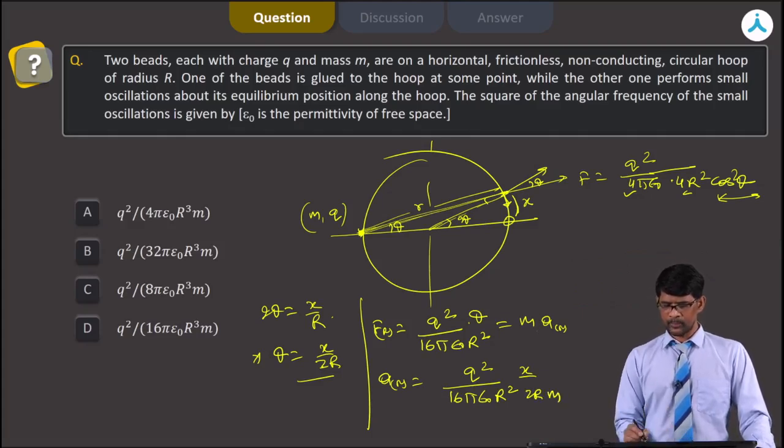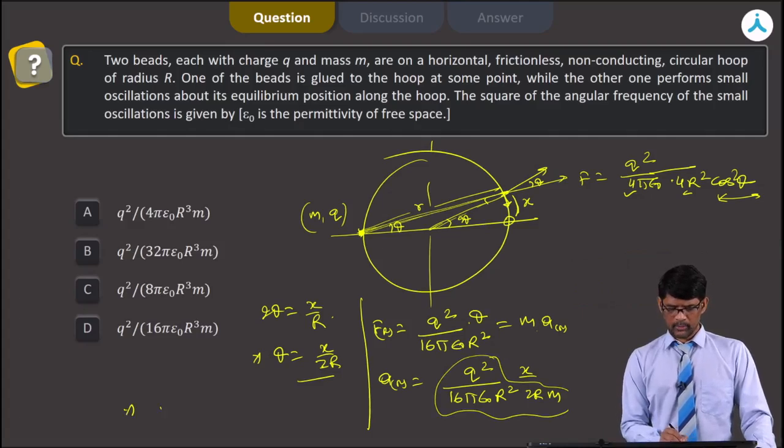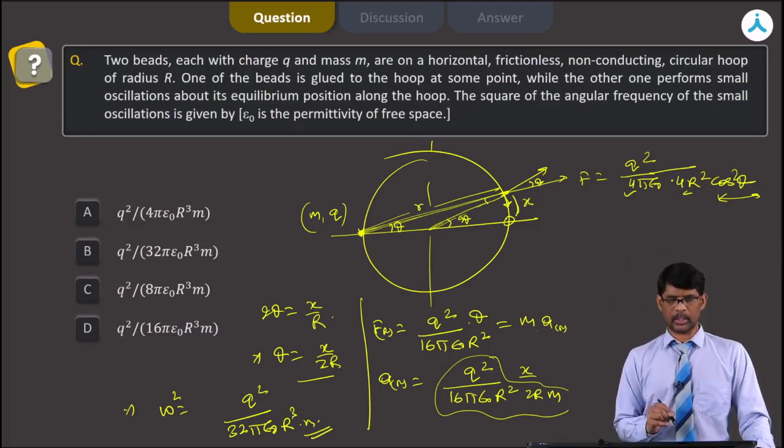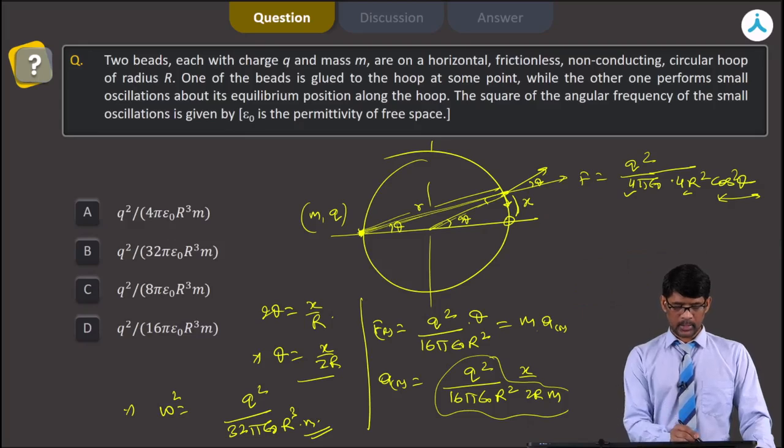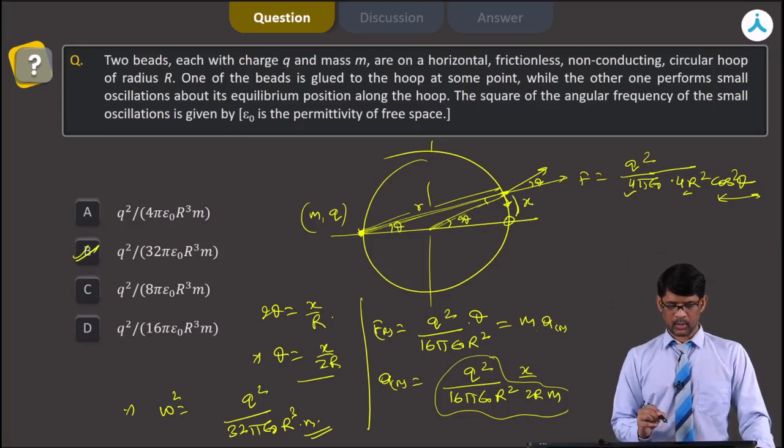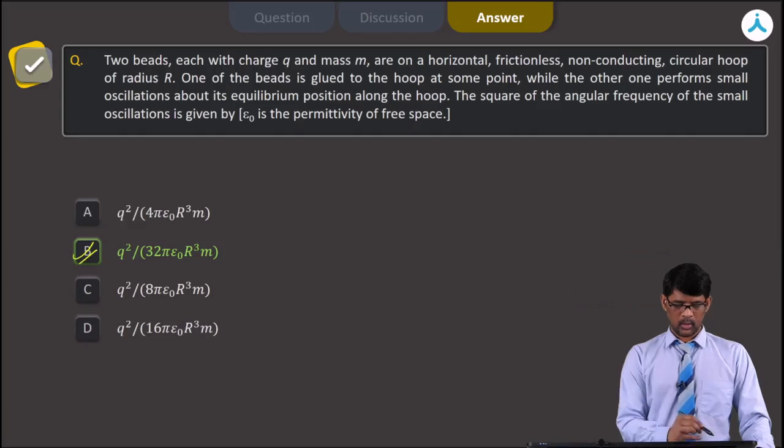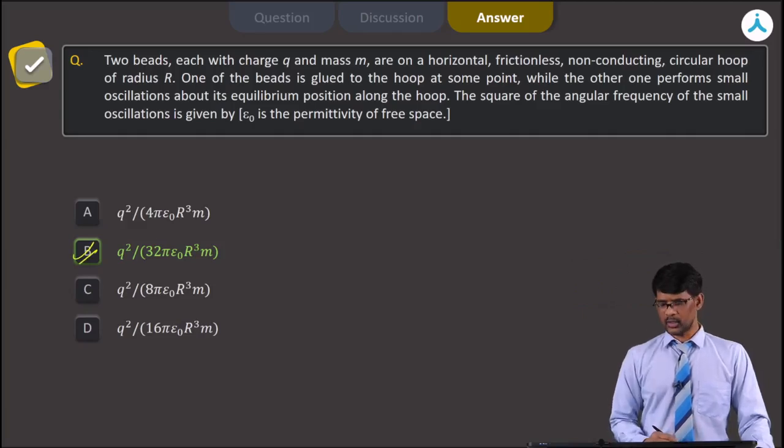So we can see here that this particular value is the value of omega square. So we can write the value of omega square to be equal to q square divided by 32 pi epsilon naught r cube into m. Just see which one of the options is the matching answer. We can see that option B is matching with the calculation here. Got it? So we can see here the answer that is provided on the sheet. Well, option B is the correct answer for this question.